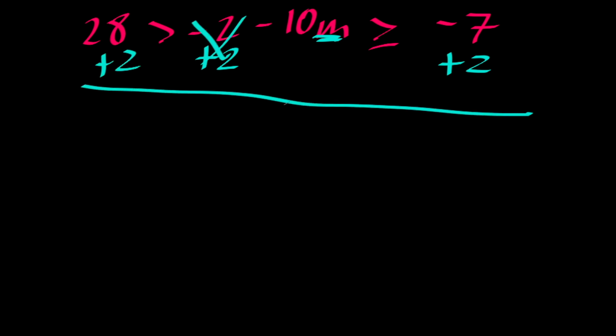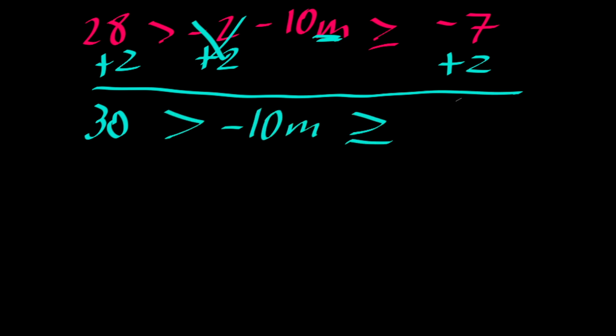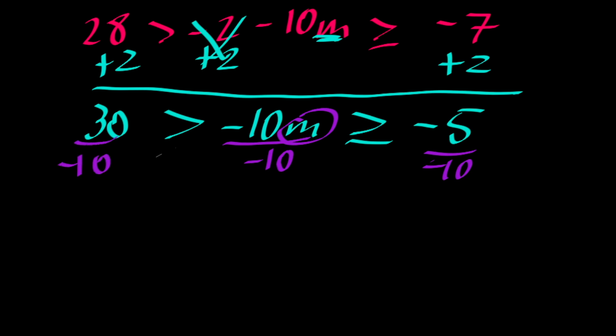All right. So now I end up with 28 plus 2, which is 30, greater than -10m greater than or equal to -5. So now, once again, I'm going to take the same approach. I want to isolate m, so I'm going to push the -10 out to the right and to the left, and I'm going to divide to do that. Now, this is a compound inequality still, which means it's an inequality. So if you divide on both sides by a negative, both of these inequality symbols are going to flip.